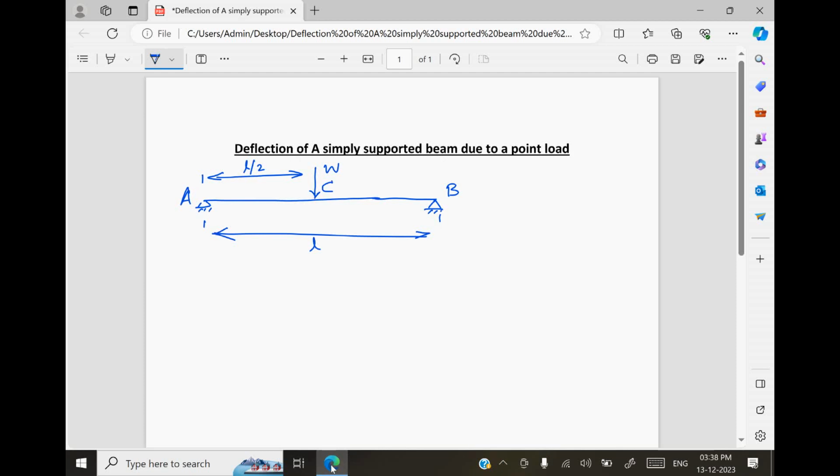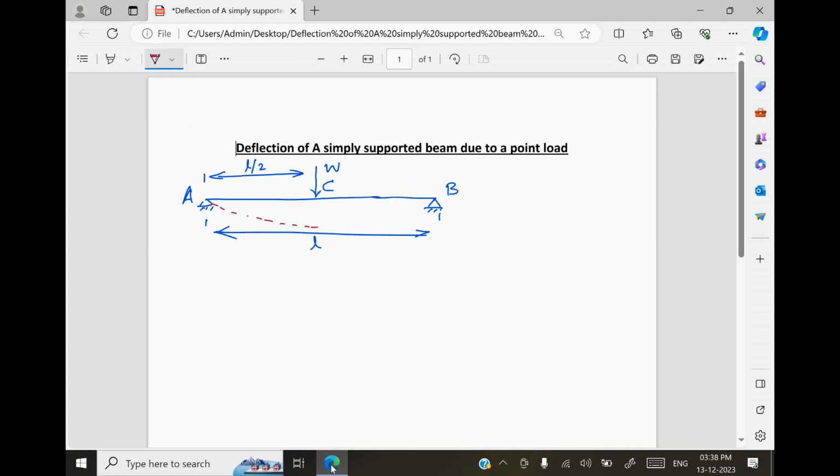Now, how does the beam bend because of this? Let us take some other color and try to draw it out. It will try to come like this, because the load is exactly in the middle. It will be something of this type. If I take a point here in the center, the slope at this point is 0. It is horizontal. The slope is maximum at A and at B. Deflection is also maximum at the center point. At A and B, the deflection is 0.